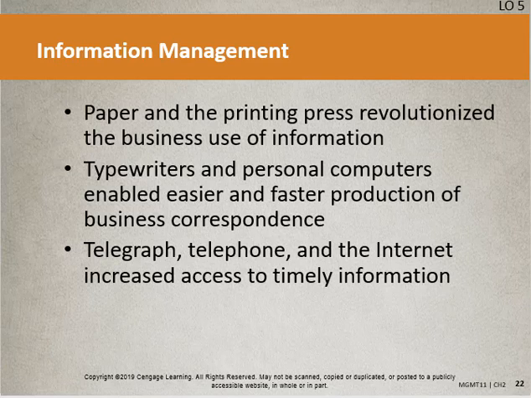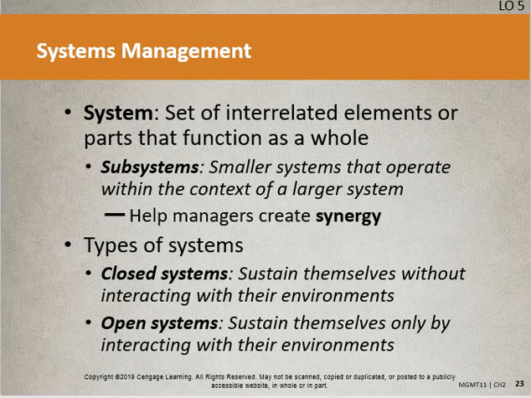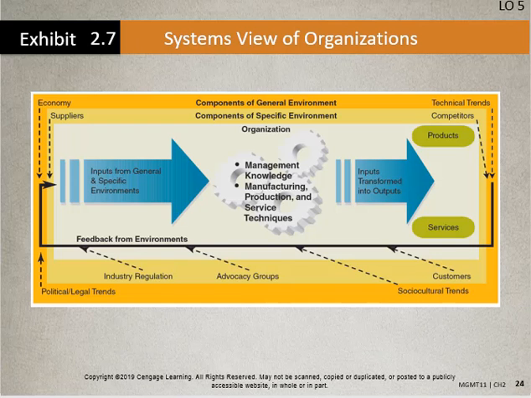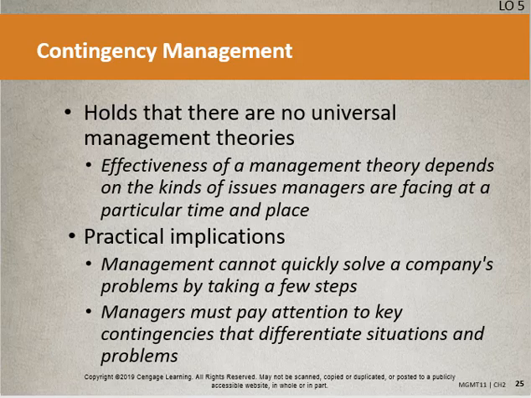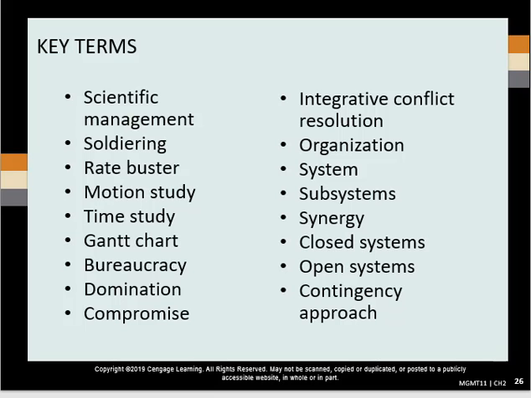Information management, that's another job of a manager, is managing information. It talks about some of the tools that have been used. Systems management, again, that's part of operations management, and a system view of an organization. Okay, that's nice. Contingency management, what to do if things don't go how the theories tell you they will go. And then finally, key terms. So make sure that you're familiar with the different terms that are provided.